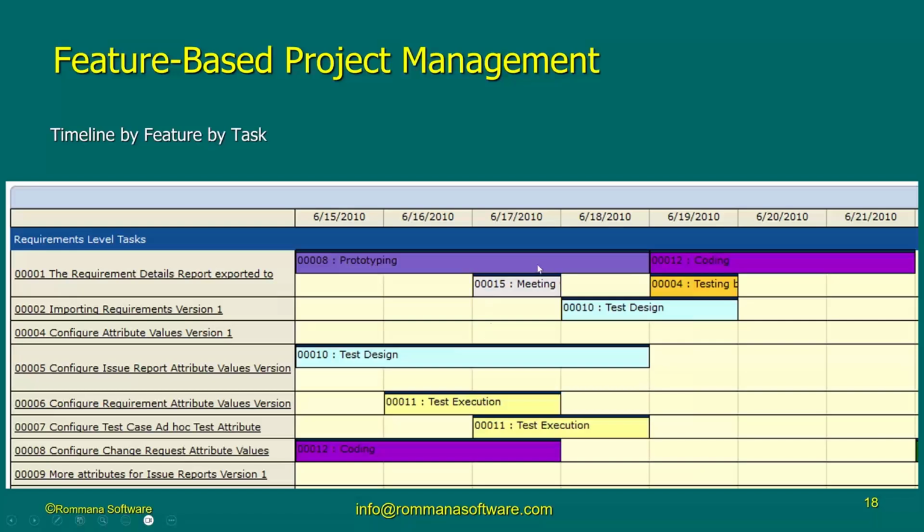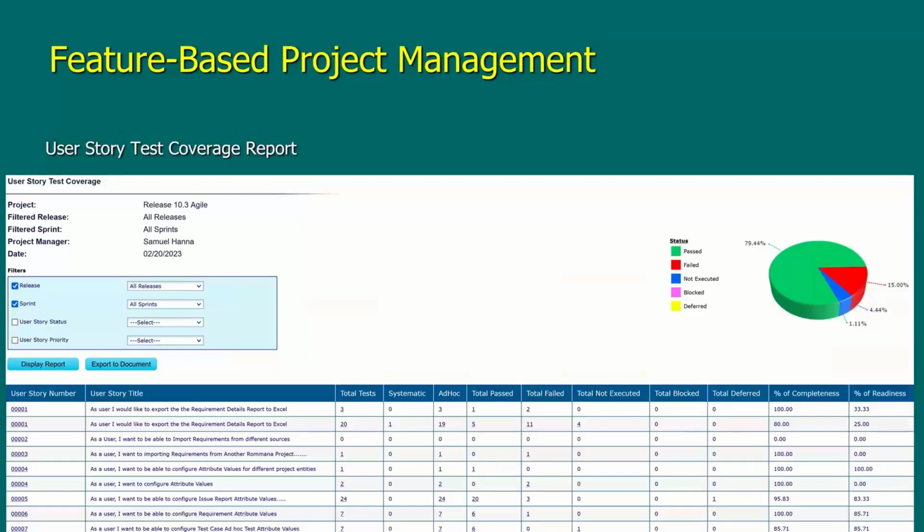That's very critical. This kind of timeline that you see in Rommana ALM does not exist in any project management tool out there. Certainly not Jira, certainly not Microsoft Project, nothing that I know of, which shows you a project timeline, task by task, user story by user story. Again, if you need to learn more about this, please review my webinar on feature-based project management.